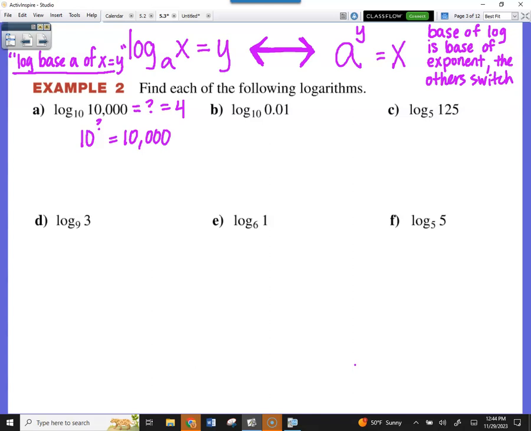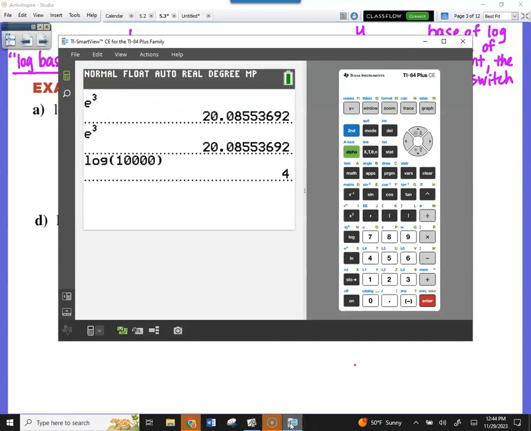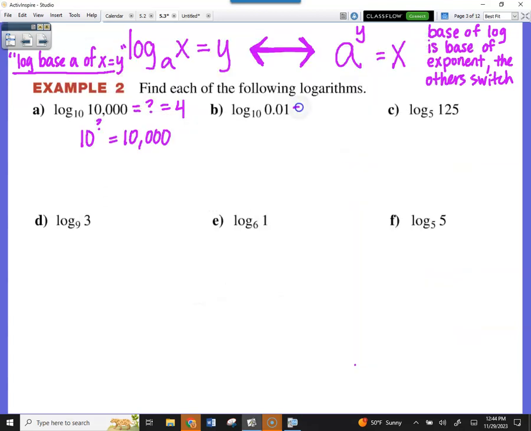All right, look at the next one. It's also base 10, so you're welcome to go to the calculator, type log 0.01. You get -2. Now let's do it by hand to understand why we got -2. So let's say to ourselves, this equals something. Let's rewrite it. The base of the log is 10. The other two switch. So 10 to what power would give me 0.01?